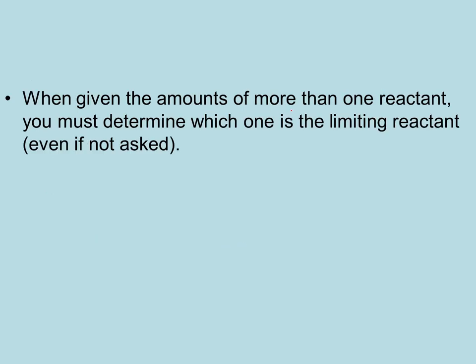So when given the amounts of more than one reactant, you must determine which one is the limiting reactant. This may not be clear in the question itself, but it has to be clear based on the data that's given to you. If they give you more than one amount of reactant, you have to find out which one's limiting, which one's going to run out.